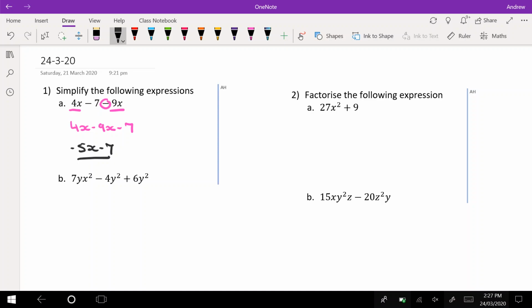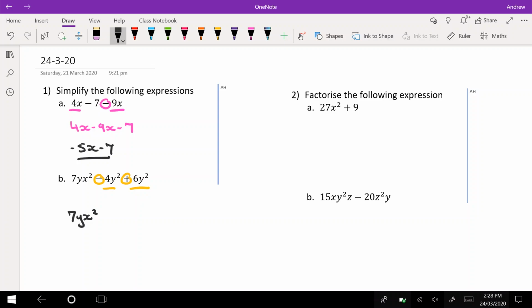No. So next up, we've got 7yx squared take 4y squared plus 6y squared. So we've got 4y squared. What's a like term to that 4y squared, Dorsa? Yeah, exactly. And then we have to take into account the signs that are in front of them. So we've got my 7yx squared. That's got no like terms, that just stays by itself.